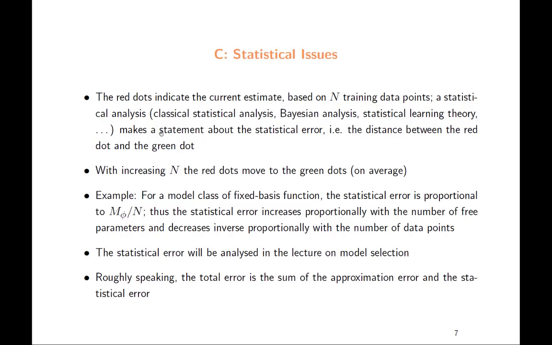So for example, for model class of fixed basis functions, the statistical error is proportional to the number of basis functions divided by n. Thus, the statistical error increases proportional with the number of free parameters and decreases inversely proportional with the number of data points. And this will be discussed also in future lectures in more detail. And if you're interested in the total error, typically, roughly it's the sum of the two errors.